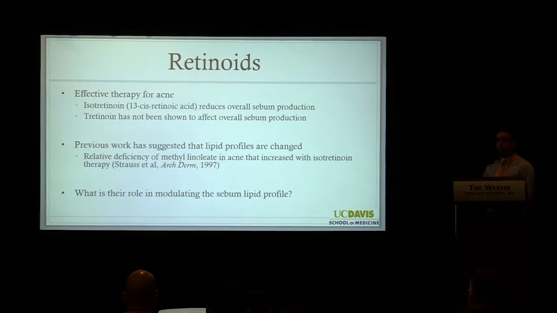One of the goals was to understand how retinoids truly work. We know that they're effective, and we know that isotretinoin is probably the most profound medication for acne, especially in its ability to reduce sebum. Interestingly, with tretinoin, if you look at a lot of the studies, when you just look at sebum production, you don't see an overall reduction. You do see acne improve, but you don't see a modulation of the overall sebum, especially when they use things like the sebumeter and whatnot.